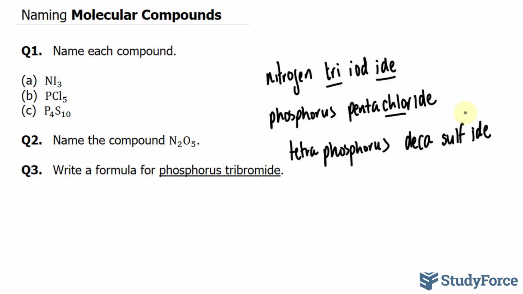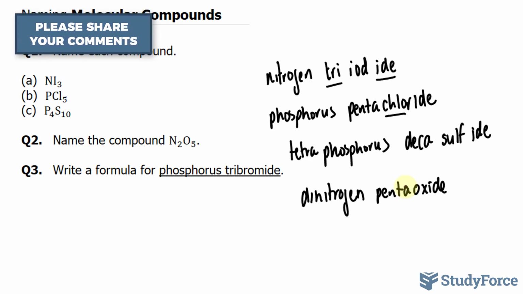In question 2, they want us to name the compound N2O5. We have 2 nitrogens and 5 oxygens. The 2 nitrogens will be called dinitrogen. That's the prefix for 2. And the prefix for 5, according to question B, was penta. Pentaoxide. In some textbooks, you might even see it without this a and just the o.